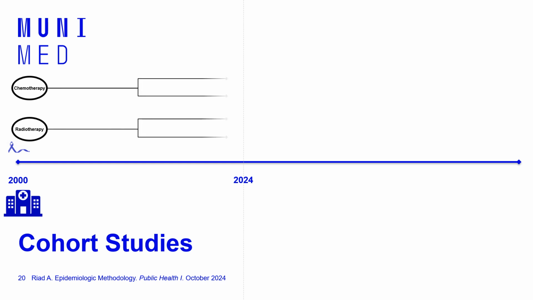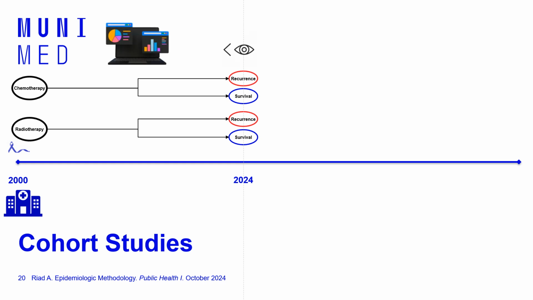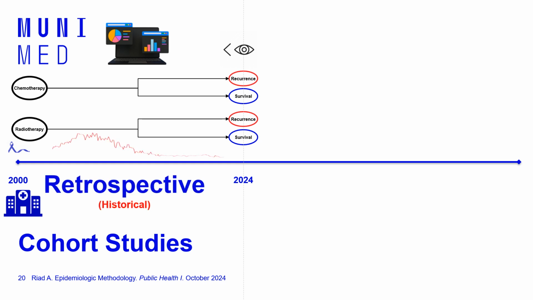And then within the following years, the hospital records indicated that some of those chemotherapy patients and radiotherapy patients got a recurrent cancer, or got recurrence of the cancer, and others survived, or they didn't have any problem in the following years. And you have to keep in mind that this data came from hospitals, and that's why when you look at the database of the hospital and you do this investigation retrospectively, we call this study a retrospective or a historical cohort study.